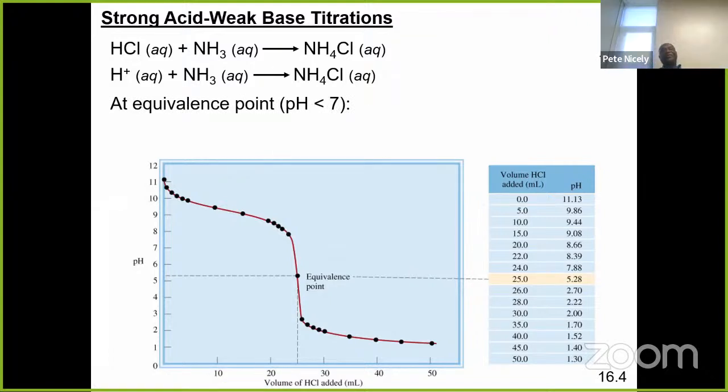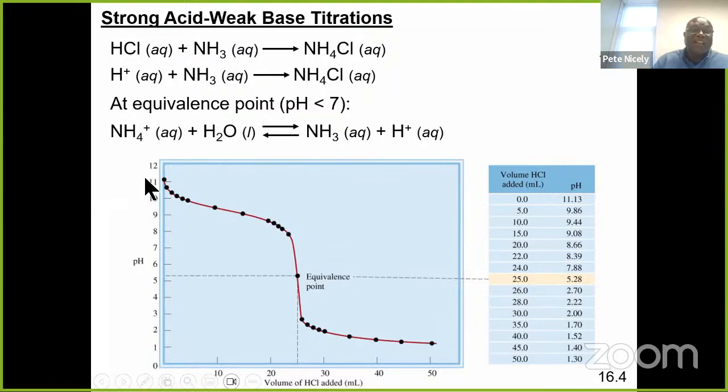At the equivalence point, the resulting solution will be acidic, all right? And the reason why that happens is because at the equivalence point, the ammonium ion which is formed will react with water to form ammonia and, more importantly, hydrogen ions. And this is the reason why the pH of the solution at the equivalence point will be below 7. Okay, so much for that.